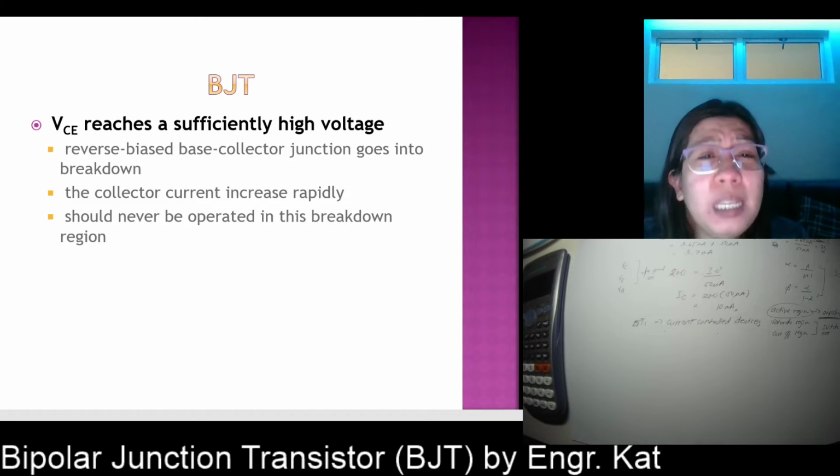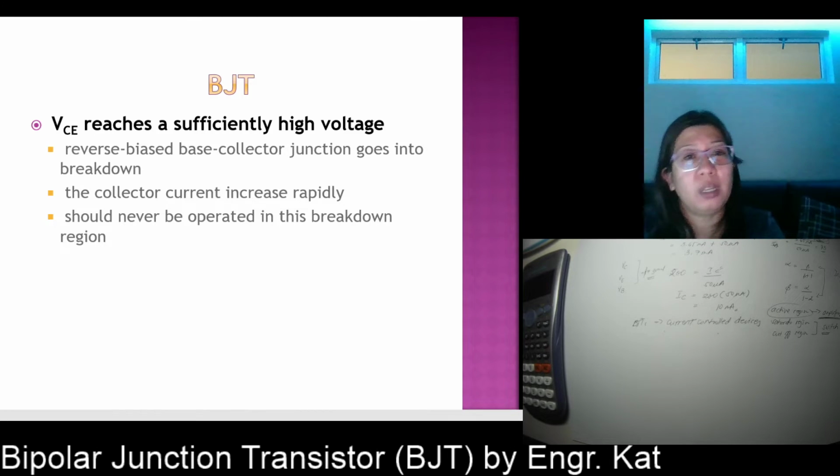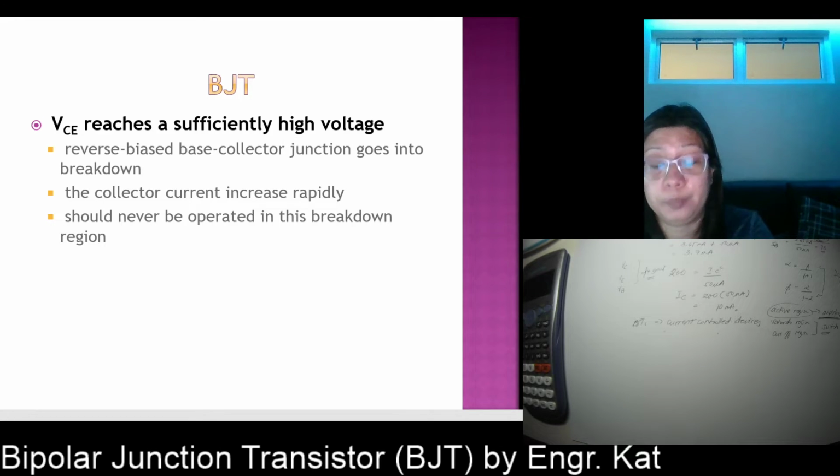As VCE reaches a sufficiently high voltage, the reverse biased base collector junction goes into breakdown. So the collector current increases rapidly. It should never be operated in this breakdown region because if you do that, you can damage your transistor.